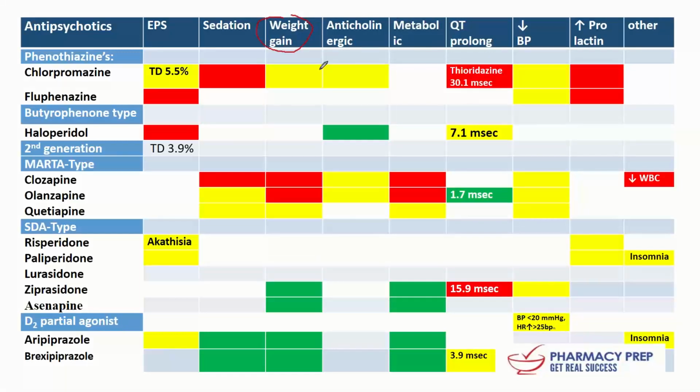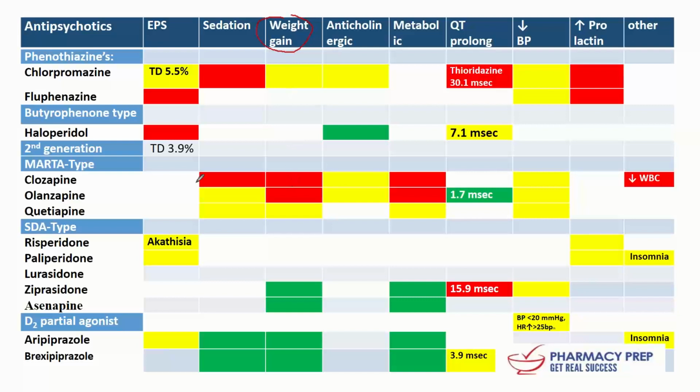Weight gain is the big one, which can be very concerning for some patients. Weight gain is known to be caused by histamine receptors and also serotonin receptors, especially 5-HT2A. Since the 5-HT2A effect is less with first generation drugs, you see first generation drugs have very little or no weight gain side effect.